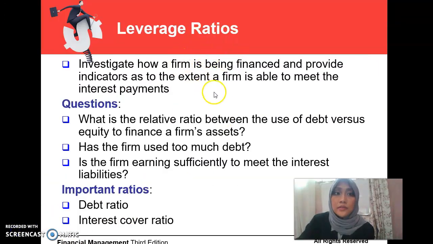Okay, for leverage ratio, what is leverage ratio? It investigates how the firm is being financed and provides an indicator as to the extent a firm is able to meet the interest payment. When the firm has already borrowed from the bank, how many days the firm takes in order to meet the interest payment.